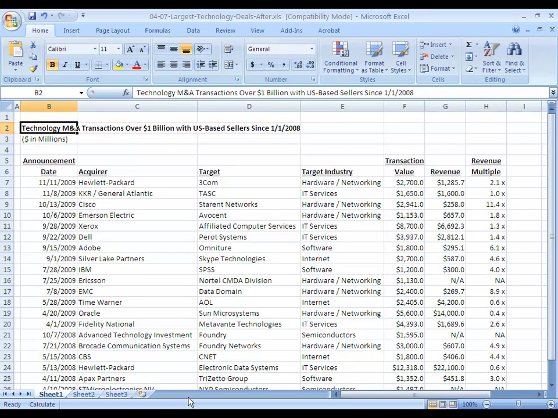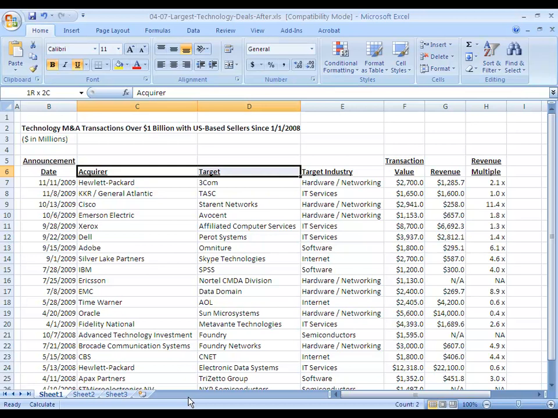So the idea for precedent transactions is similar. What we're going to do is look at cases where one company has bought another company and figure out what kind of multiple they paid, what kind of revenue multiple, what kind of EBITDA multiple they paid for the other company, and then use that to figure out what kind of valuation Apple might get.